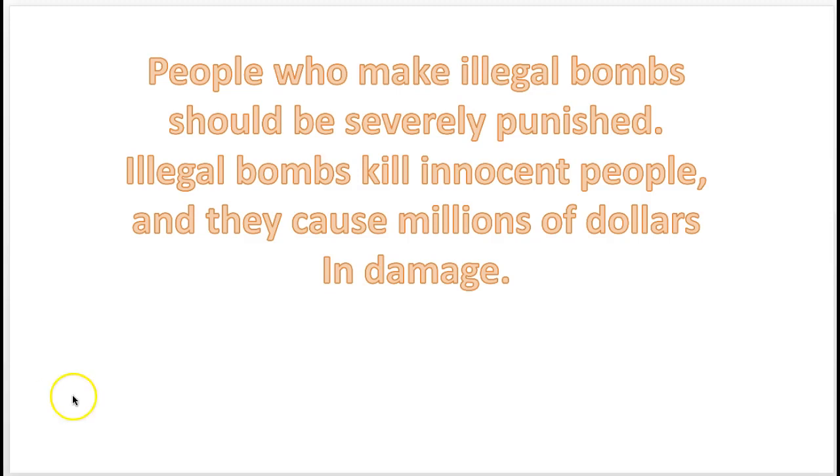Here's an example of an argument that does not contain any indicator words for premise or conclusion. People who make illegal bombs should be severely punished. Illegal bombs kill innocent people, and they cause millions of dollars in damage. Now, in this argument, the meaning of the statements indicates that the last 2 statements provide support for the first statement. Therefore, the first statement here is the conclusion.